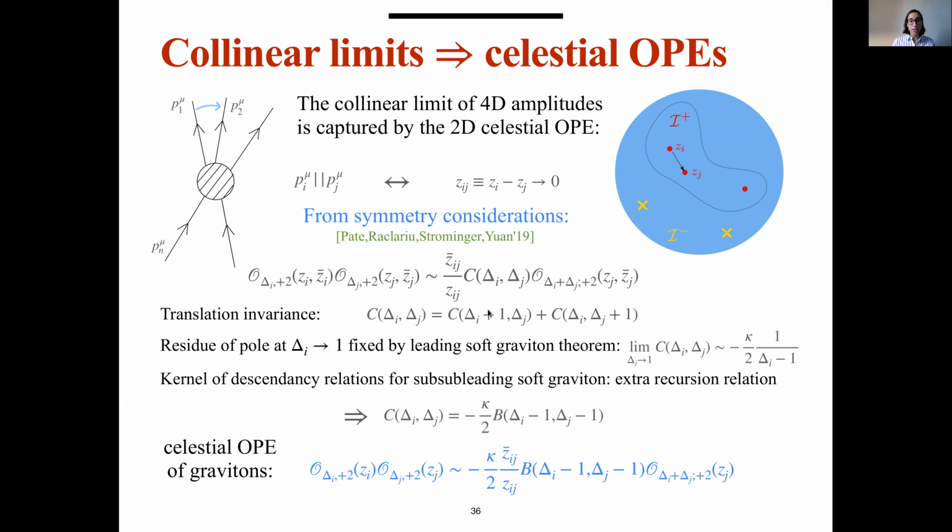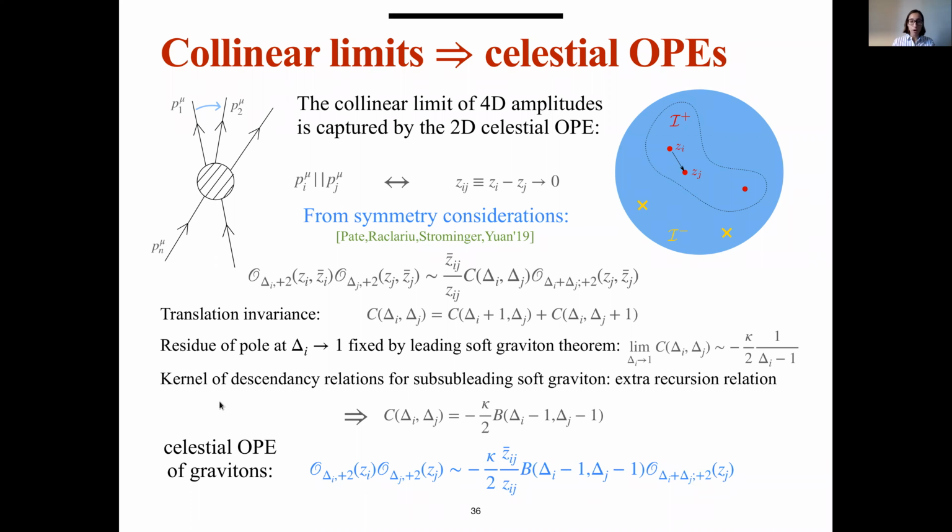Now there are a couple of recursion relations and constraints for this coefficient C. For example, translation invariance tells us that C is related to itself with shifted conformal dimensions in this form. We know from the leading graviton theorem that the residue of a pole, when the conformal dimension is taken to 1, which is the special conformally soft value, is given by this expression on the right.